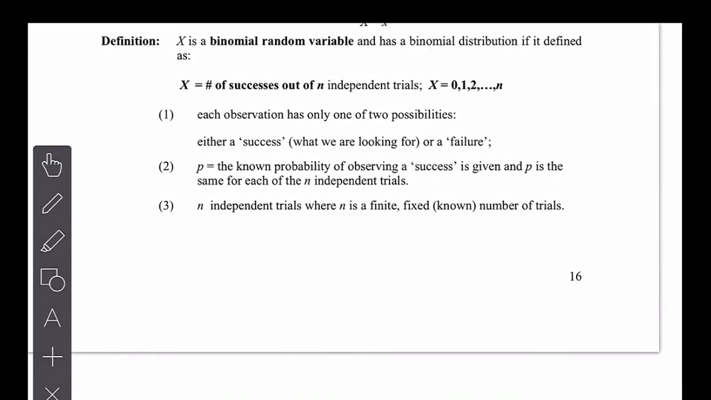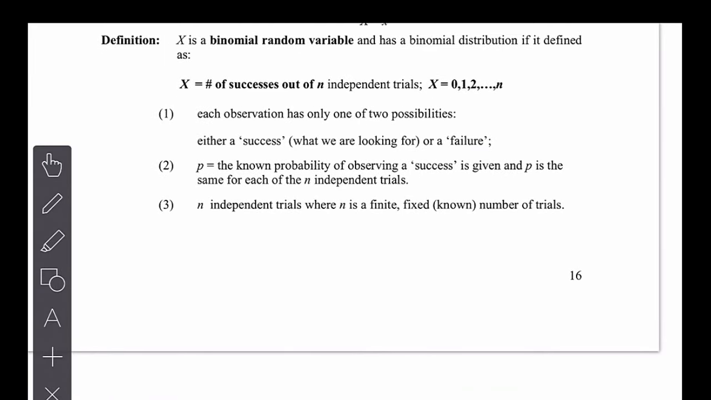So a binomial experiment or a binomial trial or set of trials should have the following characterization. It should be defined, that variable or that random event should be defined as the number of successes out of n independent trials. I often use this expression. You should have recognized it from the beginning of the notes. This shows all the possible outcomes from 0, don't forget it starts with 0, all the way to n trials.